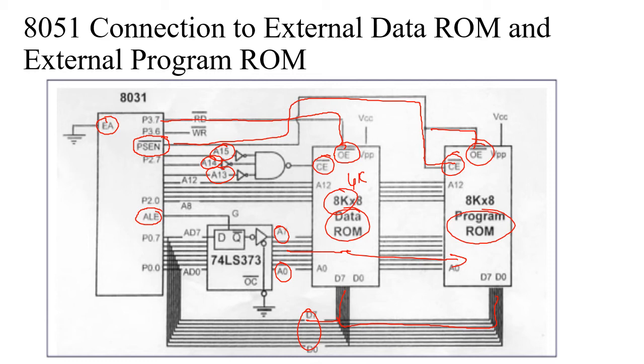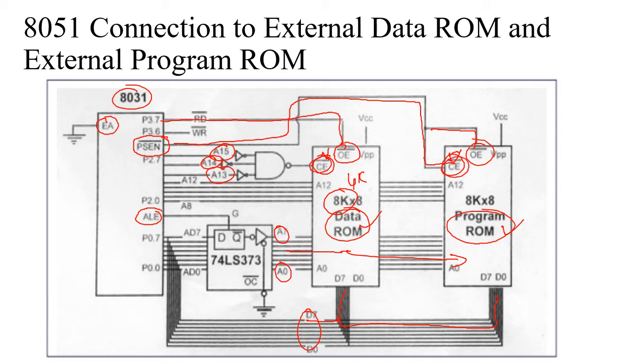Now here, the chip enable signals play a major role in efficient transmission of data to a particular device. The microcontroller can read the data from the data ROM or from the program ROM. From where the program has to be fetched, from where the data has to be fetched, or at what moment the data has to be fetched from the program ROM, or at what moment from the data ROM, will be decided by the chip enable signals.